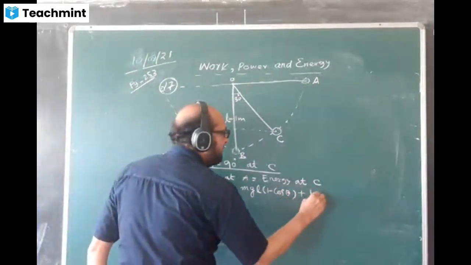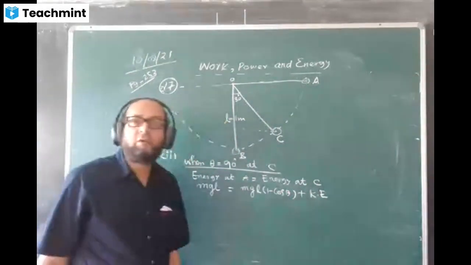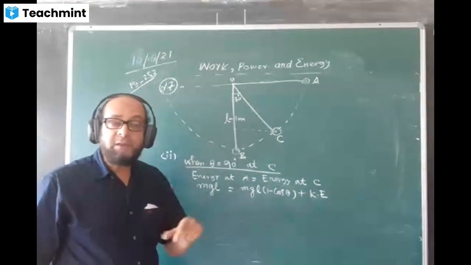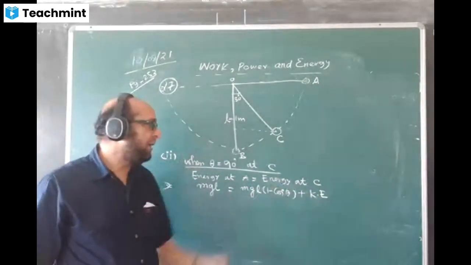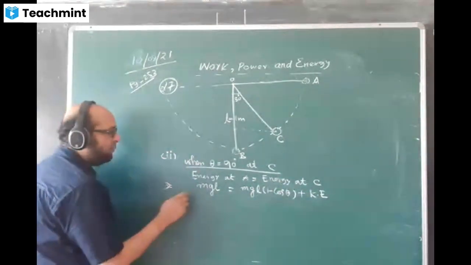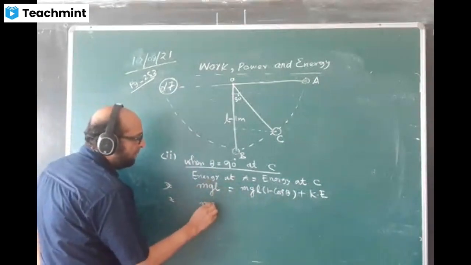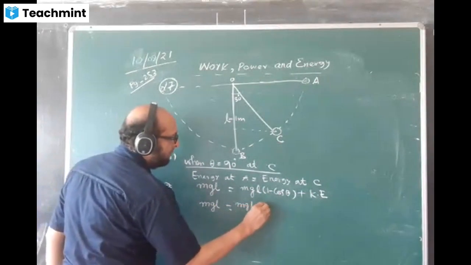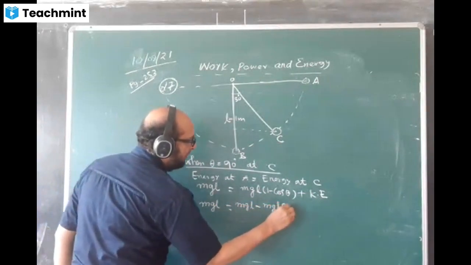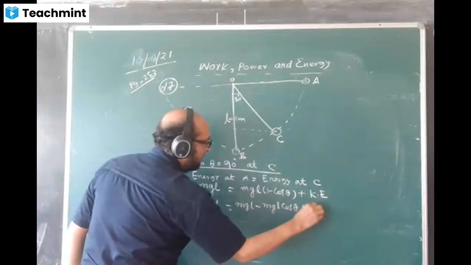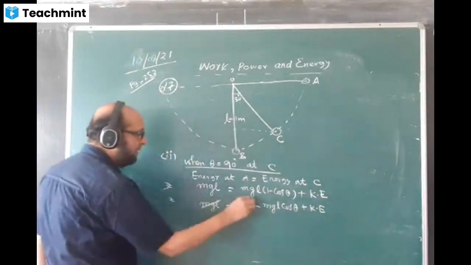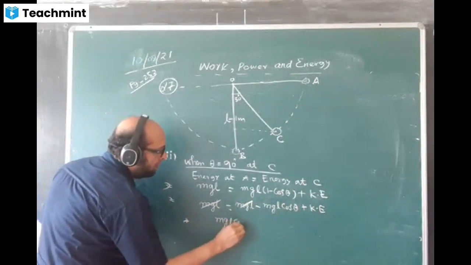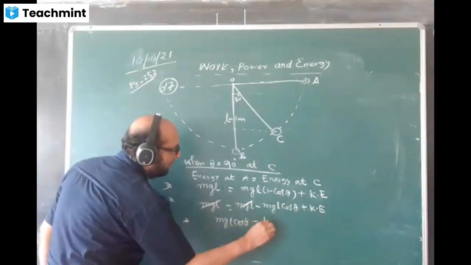Plus kinetic energy. Kinetic energy we have to find. We don't have to find velocity. If you have to find velocity, I would write half mv squared. But this time the question says find only the kinetic energy. I'll just write KE. Can I find the answer? No. Just have a look at it. You can open the bracket here, mgL. Open the bracket, you get mgL minus mgL cos theta plus KE. mgL cancels, this one will come this side. You get mgL cos theta is equal to KE.